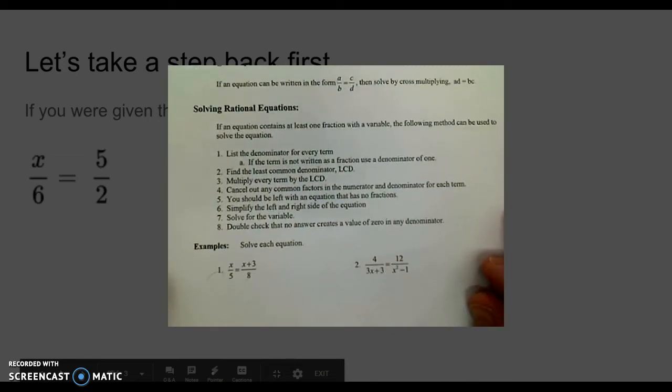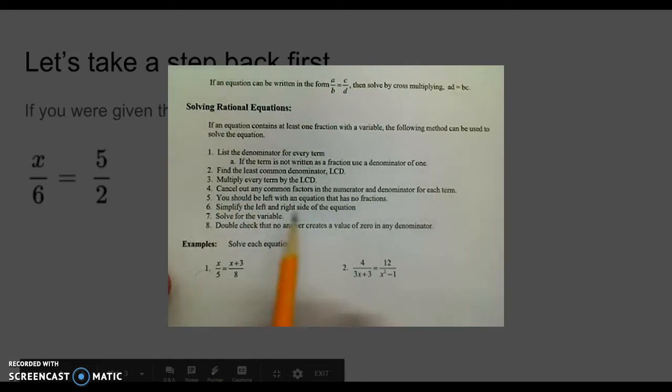So let's look at the steps that we're going to follow. We're going to make sure that we have every denominator written out. We're going to identify the common denominator by finding the expression that contains all the terms from each fraction without duplicating any. And then we're going to multiply each term by that common denominator. The result is we're going to be able to divide out, or we don't say cancel, we're going to be able to divide out common factors in the numerator and denominator. So once that happens, we'll be left with an equation that has no fractions.